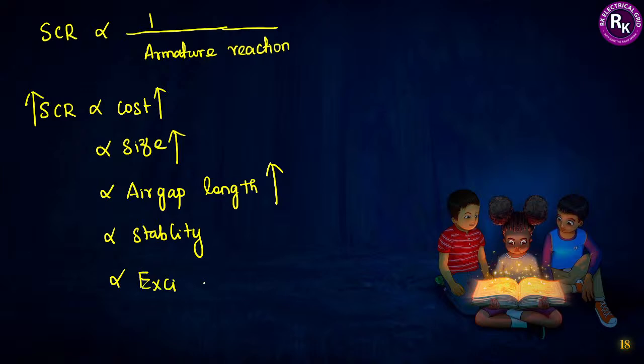And if I am increasing the excitation, what happens to the SCR? Definitely the SCR value will get increased. Understood? So next, if I am increasing the value of synchronizing power, then also SCR will increase. And if I am increasing the value of output power, then also SCR will increase. So these are some of the relations that we directly have between the SCR and other parameters.